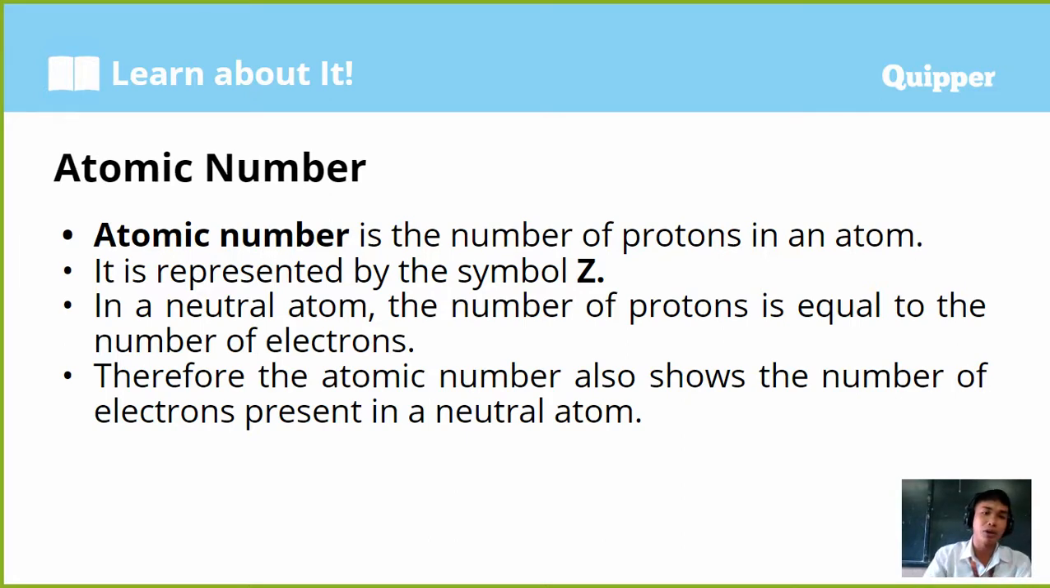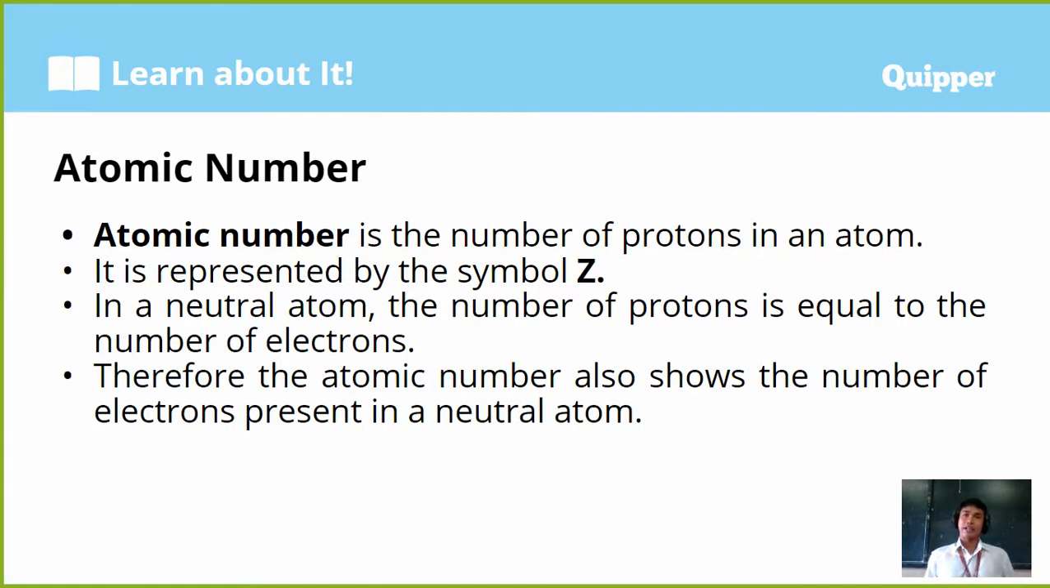Elements in the periodic table are arranged based on one of their characteristics, the atomic number. It is represented by the symbol Z, as in zebra. In a neutral atom, remember that the number of electrons must equal the number of protons, since they have opposite charges of the same magnitude. So they neutralize. Therefore, the atomic number also shows the number of electrons present in a neutral atom.